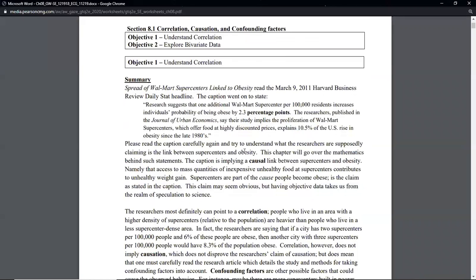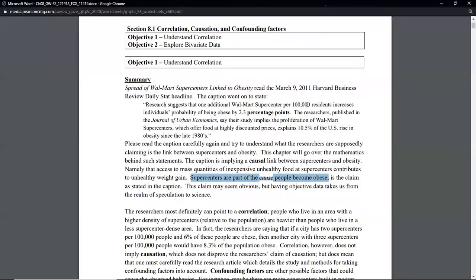Please read the caption carefully again and try to understand what the researchers are supposedly claiming. Chapter goes over the mathematics behind such statements. The caption is implying a causal link between supercenters and obesity. Namely, that access to mass quantities of inexpensive, unhealthy food at supercenters contributes to unhealthy weight gain. Supercenters are part of the cause people become obese. That sentence is not worded very properly, I feel like. Supercenters are part of the cause people become obese, is the claim as stated in the caption.